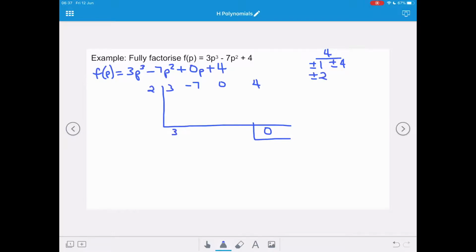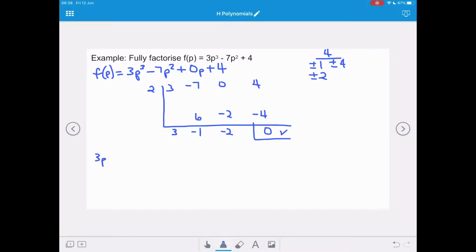So bring down the 3, multiply it by 2 gives us 6. If we add that, we get negative 1. Multiply that by 2, negative 2. Add that to 0 gives us negative 2. Multiply that by 2 gives us negative 4. If we add that, we get our remainder of 0.